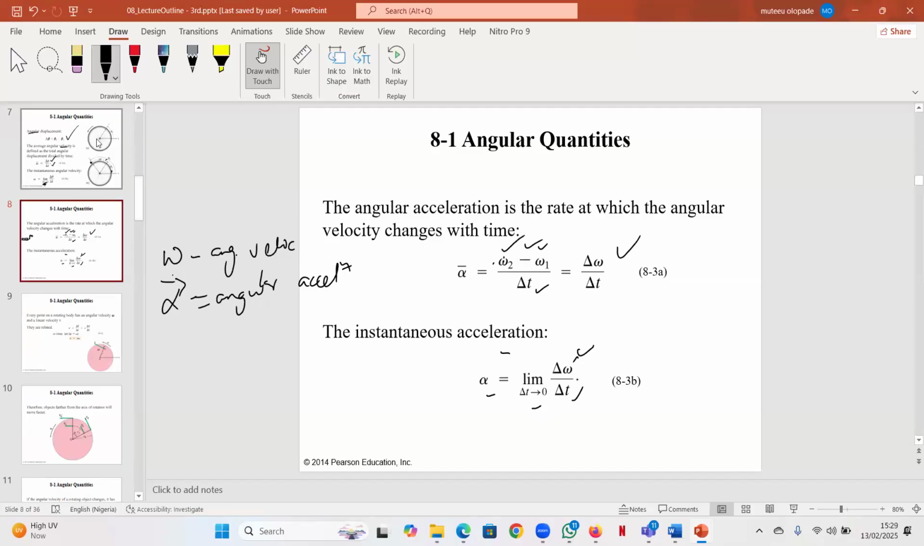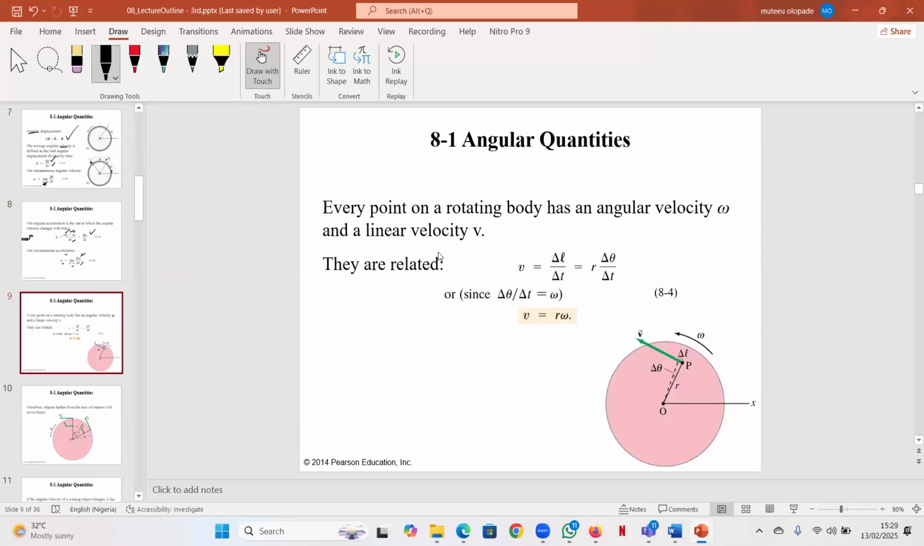So now for every point on a rotating body, there is an angular velocity and a linear velocity. So every rotating body will have two components, the angular and the linear. But there's a relationship between the angular velocity and the linear velocity, and this is the relationship between them. Where this is the linear velocity, and this is the angular velocity. So what is common to both is the radius.